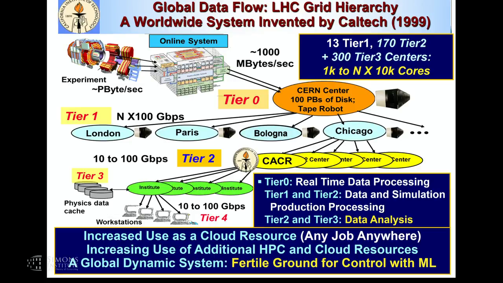So the idea functionally is that at the laboratory site, at the experiment, you do real-time data processing. At the national centers called Tier 1, you do data and simulation. Now that's also migrated to many of the Tier 2 sites. And at the Tier 2 and Tier 3 sites is the main place where analysis is done. By the way, this simple cartoon went over very well with the CERN managers, who thought it was all a kind of well-managed system.